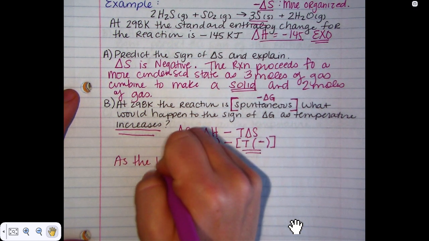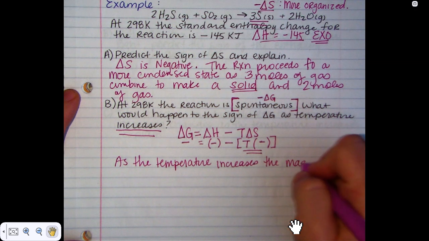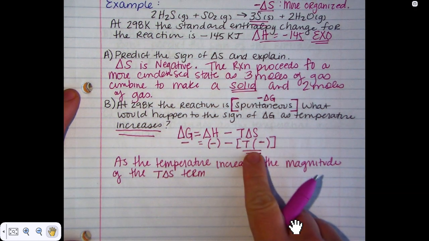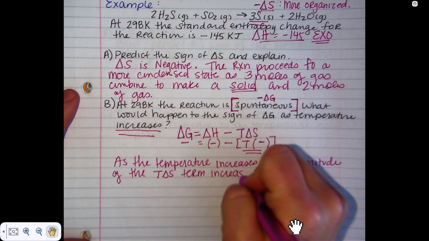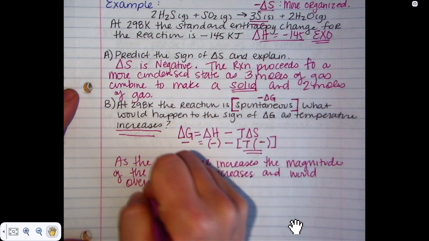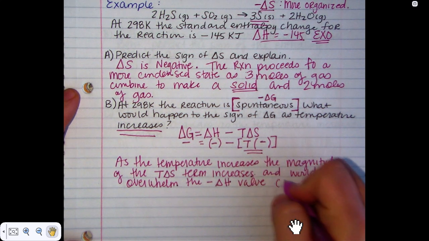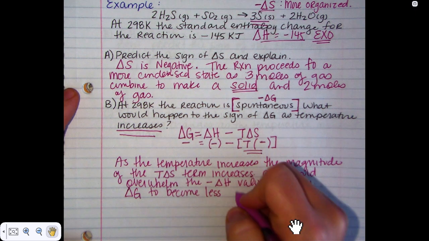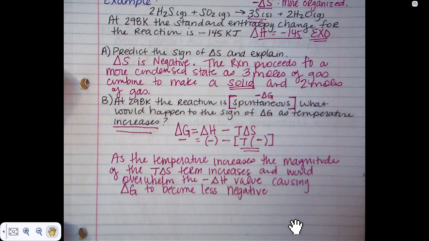As the temperature increases, the magnitude of the T delta S term, right? Because that's the one that's directly affected by temperature. The T delta S increases and would overwhelm the negative delta H value, causing delta G to become less negative, right? I don't want to jump directly into it's going to be positive because we don't know how much they're increasing the temperature by. But at the very least, it's going to become somewhat less negative.